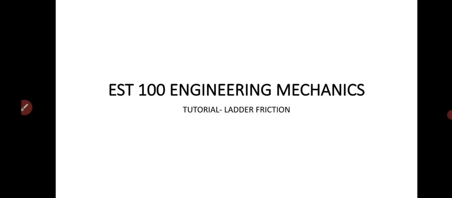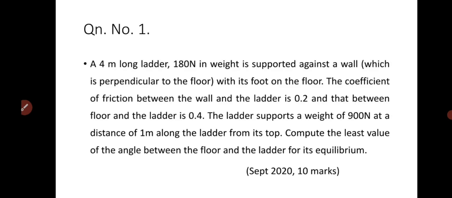Engineering Mechanics, Ladder Friction. A 4-meter long ladder, 180 Newton in weight, is supported against a wall which is perpendicular to the floor with its foot on the floor. The coefficient of friction between wall and ladder is 0.2 and that between floor and the ladder is 0.4. The ladder supports a weight of 900 Newton at a distance of 1 meter along the ladder from its top. Compute the least value of the angle between floor and the ladder for its equilibrium.